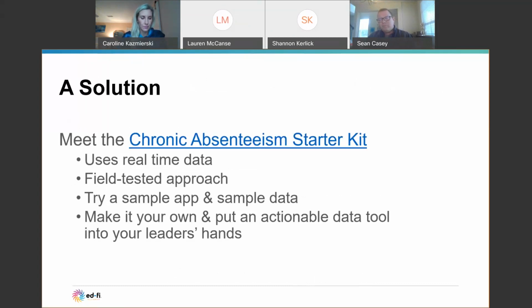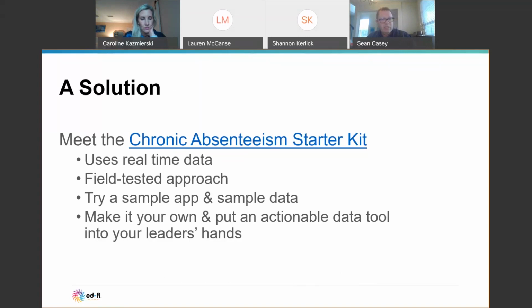And so the solution that many of our LEAs out in the field have come up with is utilizing real-time attendance data, usually from their student information system. Sometimes it's from an attendance package, but it's typically from a student information system, in order to put that data and the synthesis of it into these end users' hands as quickly as possible. These are field tested approaches. These have all been part of successful projects.